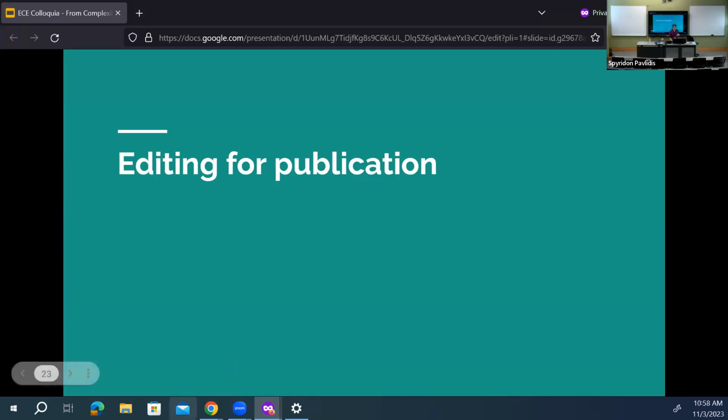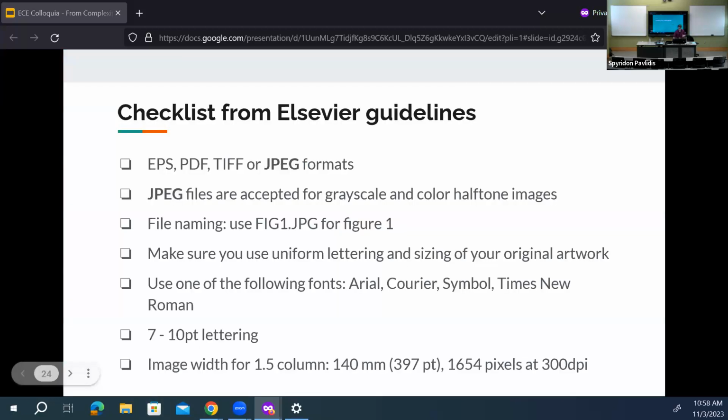But sometimes you will have to pop it out into Photoshop or Illustrator, even Paint, paint.net, to edit some things like captions, annotations, colors, and others. So using things like publisher guidelines can really help. Here's an example checklist from Elsevier, which is one of the bigger publishers.